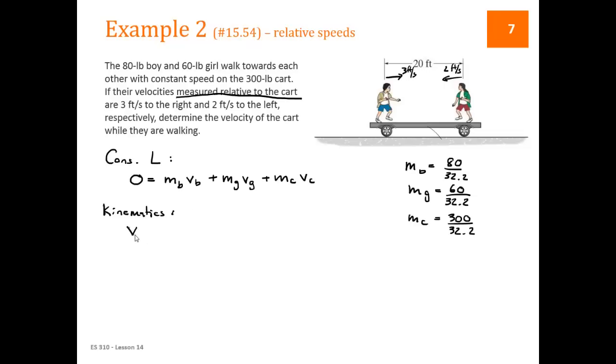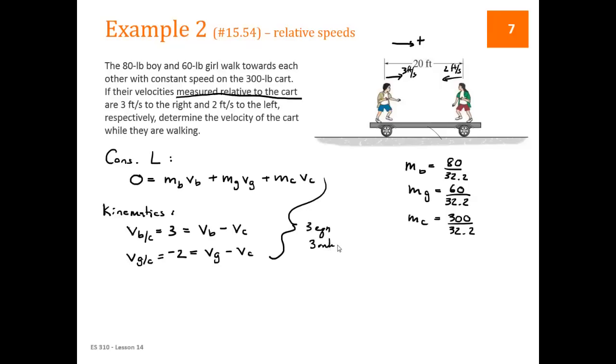So the velocity of the boy relative to the cart is equal to 3 feet per second to the right. We're going to call the right positive; that's the convention. So we have 3 is equal to the velocity of the boy relative to the cart, which is the velocity of the boy minus the velocity of the cart. The velocity of the girl relative to the cart is 2 to the left, so that's negative 2, which is equal to the velocity of the girl minus the velocity of the cart. So now we have 3 equations and 3 unknowns.